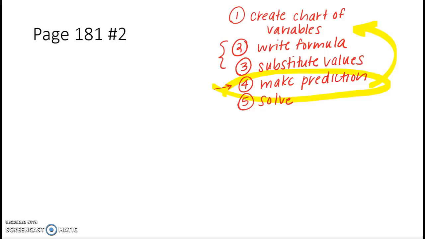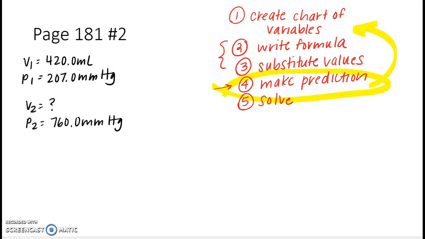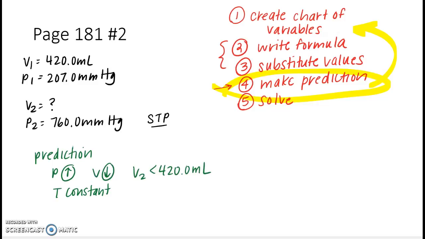Alright, let's go ahead and start page 181, number 2. Pause this, solve it, and see how you do. These are the values that they give you. Remember, they tell you that you're at STP, and you should know what those values are. They were part of your reading questions. Okay, let's do a prediction. Based on my numbers, my pressure is going to go up, but my temperature is constant, so if we were the gas particles, we're moving at the same rate, but we're hitting the walls more frequently. So what has to happen to volume? Volume is going to need to go down, so we should have an answer that's less than 420 milliliters.